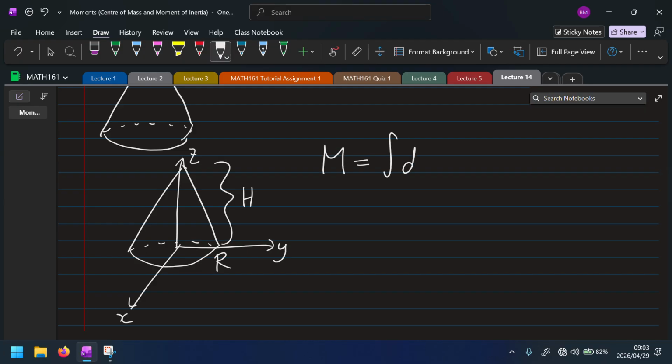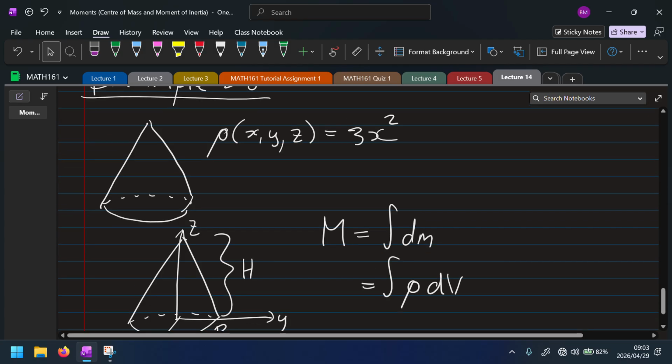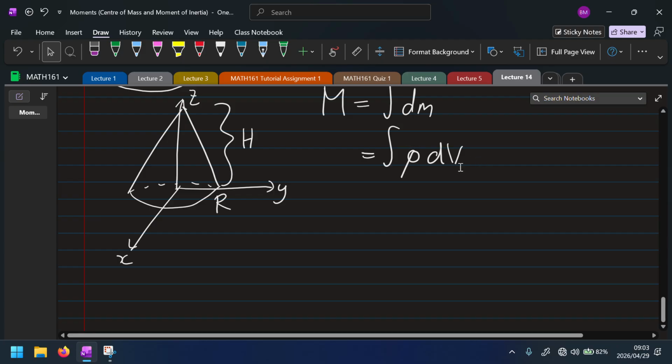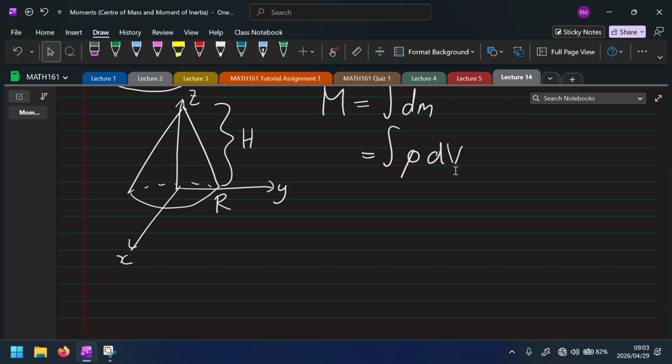So this will be the integral dm. That's our starting point. But we know we can write this as the integral rho dv. So we have rho, that's going to be 3x squared. That's fine. This dv now, we need to choose depending on the shape, right? We can use the disk method, where dv is a disk, washer method, where dv is a washer, the shell method, where dv is a shell. It depends on what this shape looks like.